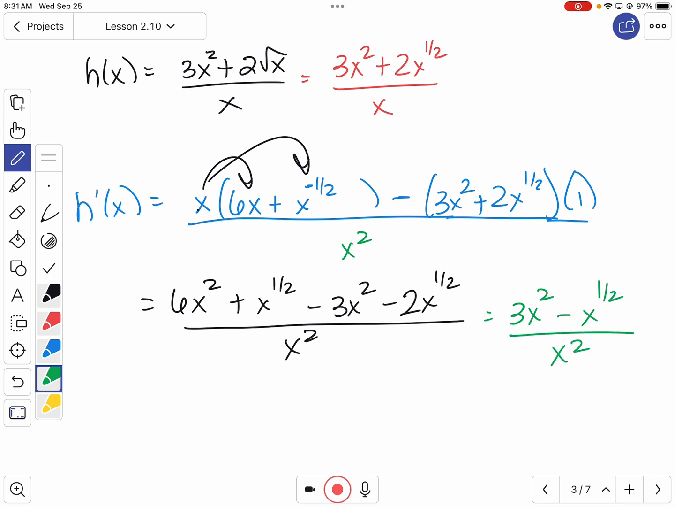And then to make it look like the answer I got a few minutes ago, we're going to divide x squared into both of those. Okay, and so if I do that, that's going to give me 3 minus 1 over x to the 3/2, which is what I got a few minutes ago. So yeah, it will work out the same. You just have to do a little bit more algebra, but everything stays positive if you like positive exponents. Okay, all right, good question.